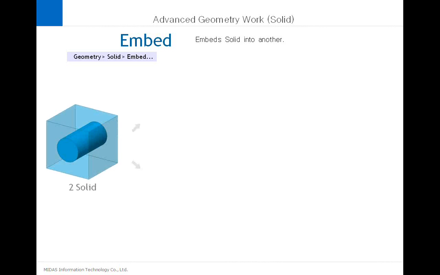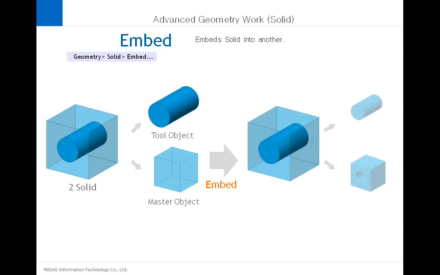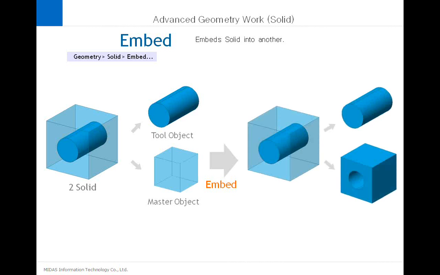Embed. If two solids share a common area, like we have a tool object and a master object, and the tool object was supposed to be embedded in the master object. Let's say the tool object is our tunnel, and the master object in this case is our ground. That common area should not be overlapped. So we need to embed the tunnel in the ground, which is our master object. Using the embed function, we embed the tool object into the master object, and thus the overlapping areas are removed.